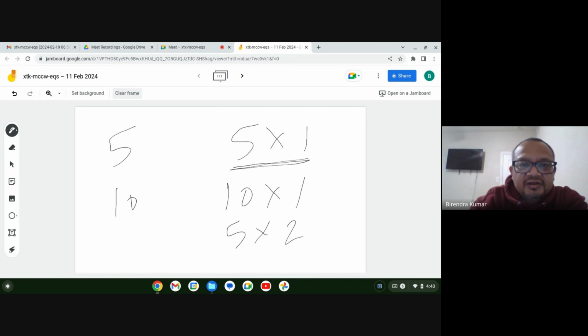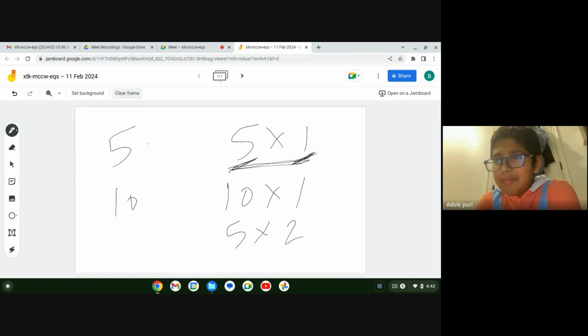So here, 5 and 1, what is this called? These are multiples of 5.